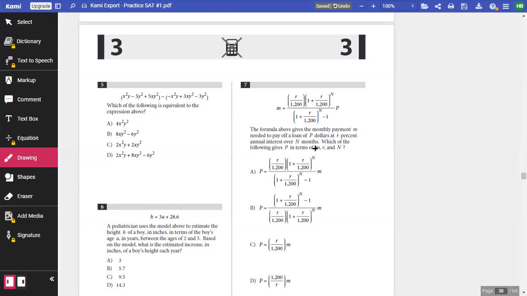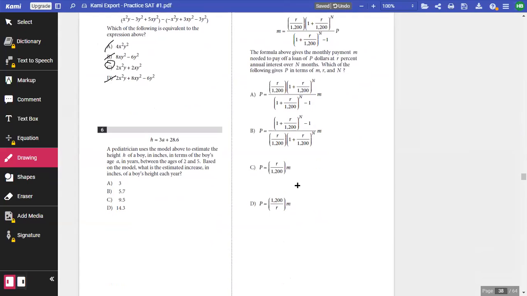For 5, we're combining like terms, so that's same variables and same exponents. So we have x squared y minus negative x squared y. That becomes x squared y plus x squared y, which is 2x squared y. We can get rid of a and we can get rid of b. Then we have negative 3y squared minus negative 3y squared. So that becomes 0. We can get rid of d, and that gives us c.